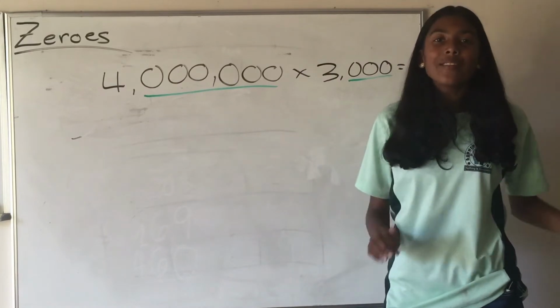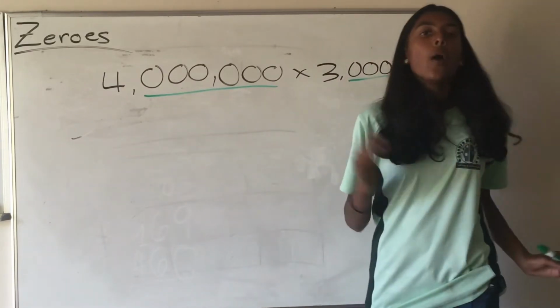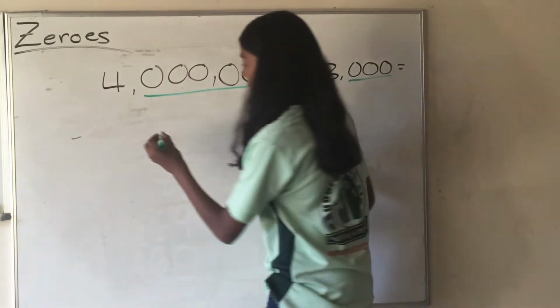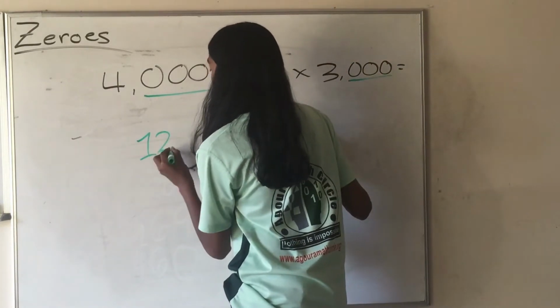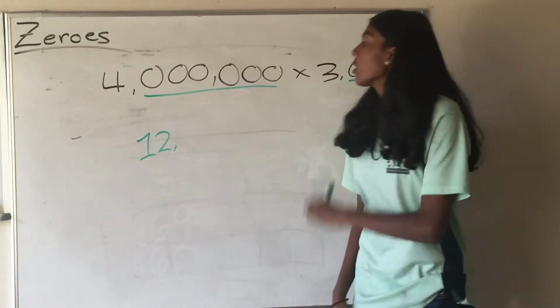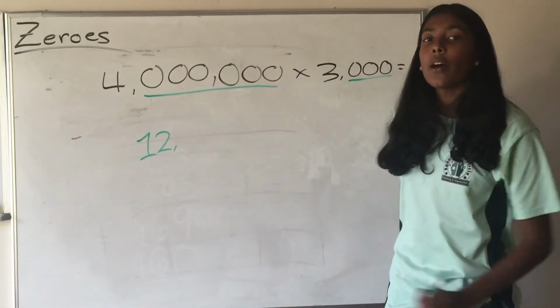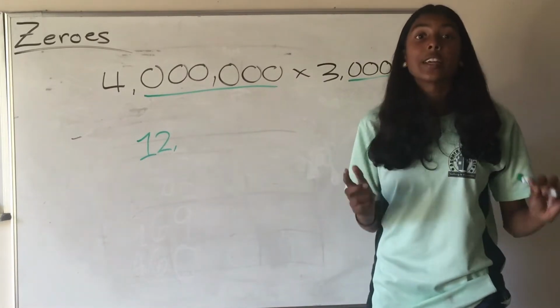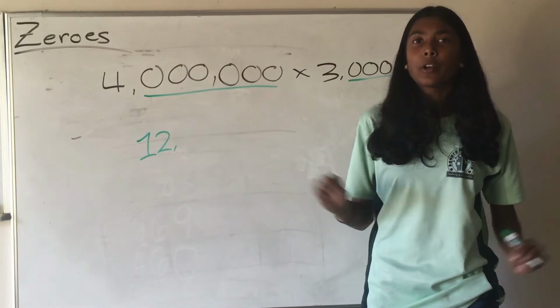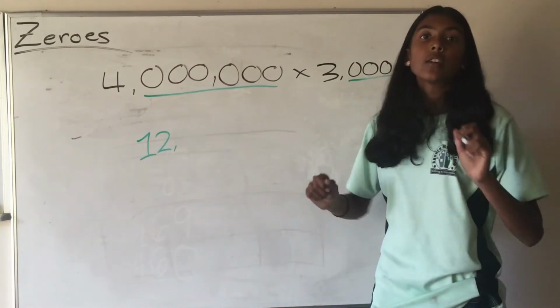And then what you're going to do is you're going to be left with the 4 and then the 3. Multiply those, you get 12. And then this is when you go back to those zeros and you're like, you are important. Take me back. So what you're going to now do is you're going to count. You may be wondering, what am I going to count? Well, you're going to count the zeros. So let's count the zeros.